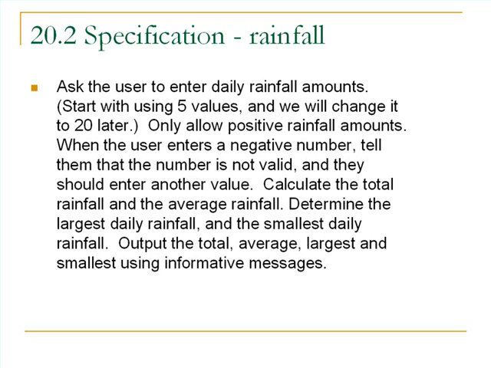The next thing we're going to do is to calculate the total rainfall and the average rainfall. This should be familiar from a previous segment. And we're going to determine the largest daily rainfall and the smallest daily rainfall. That's also a familiar specification, but now they're all coming in one. And we're going to output the total, the average, the largest, and the smallest using some informative messages. So this starts to get fairly complicated.